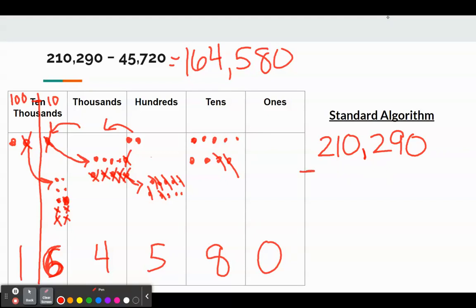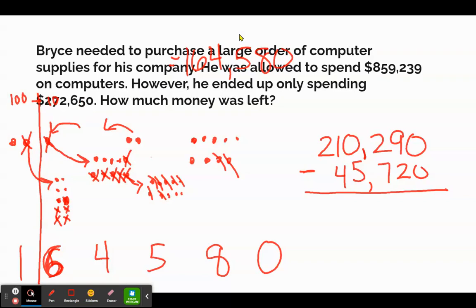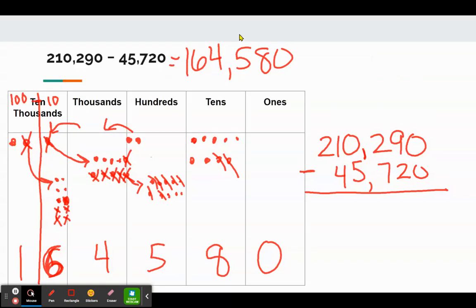And now we're going to go ahead and subtract 45,720. We have to make sure that our place values are lined up on top of each other. Okay? All right, we're going to start with our ones place, like we did with our place value chart. We have 0 ones, and we're going to take away 0 ones. So that's going to leave us with 0 ones.